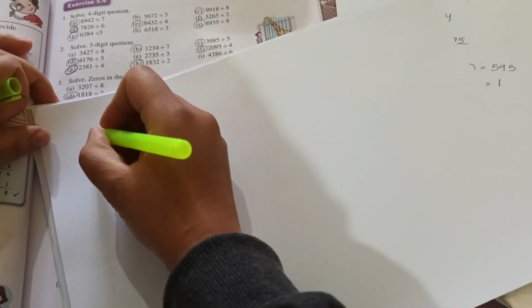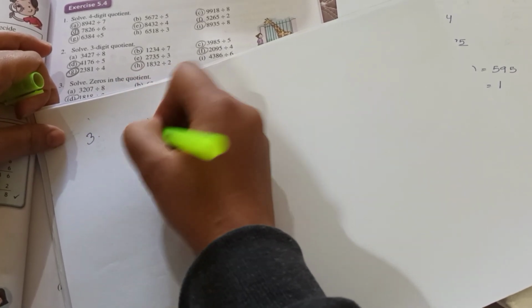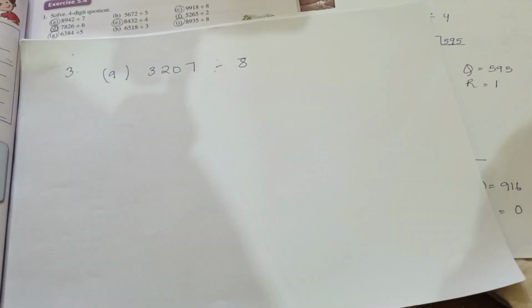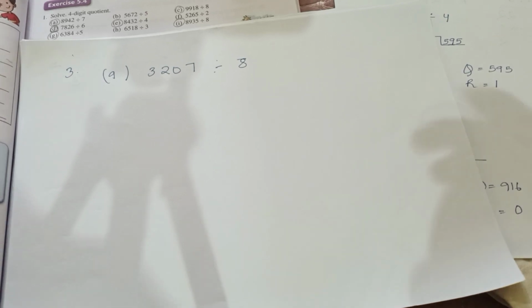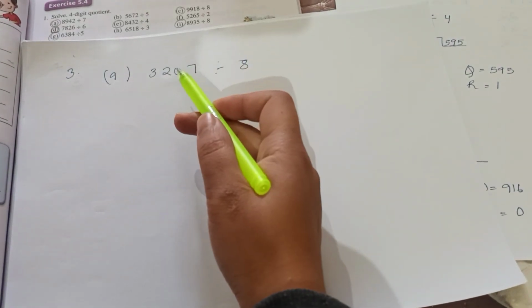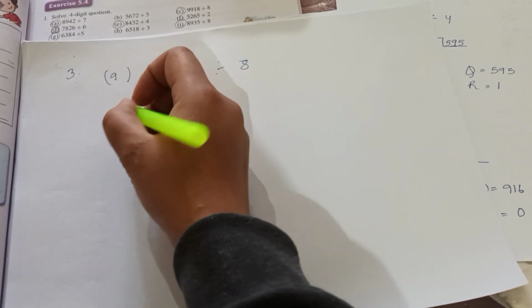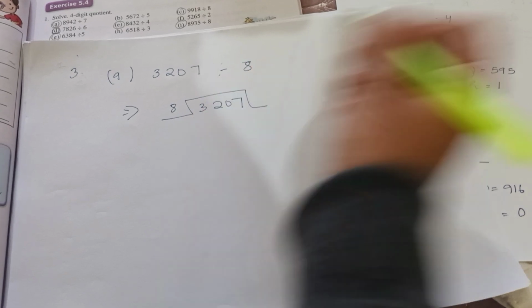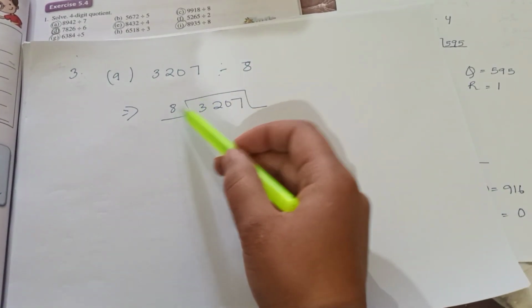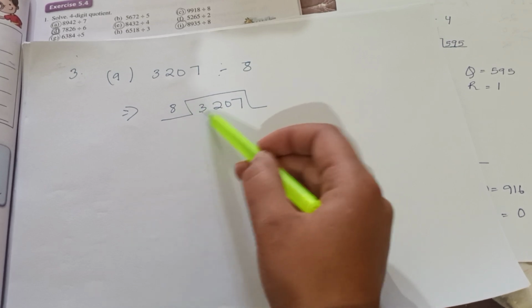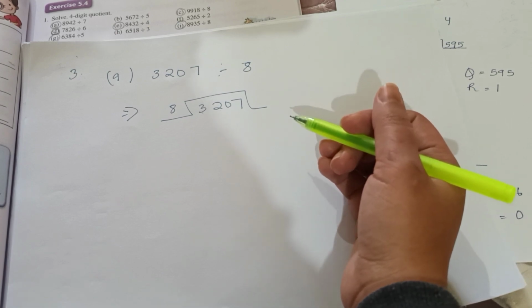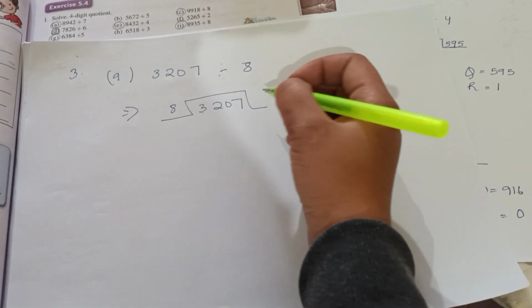Question number 3, oh sorry. Question number 3, we have the question 3207 divided by 8. Let us divide 3207 by 8. 8 times 4 is 32: 8 1 is 8, 8 2 are 16, 8 3 are 24, 8 4 are 32.